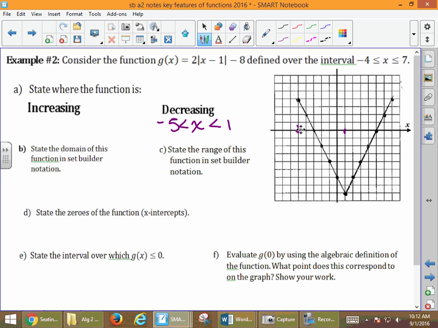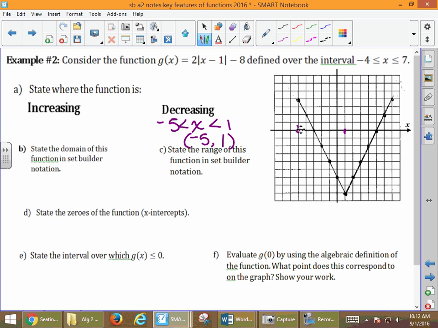We didn't specify whether we wanted interval notation or not, but if you like interval notation, that would be negative 5, comma 1 in parentheses. Notice that we picked the x values. That's where we are decreasing.